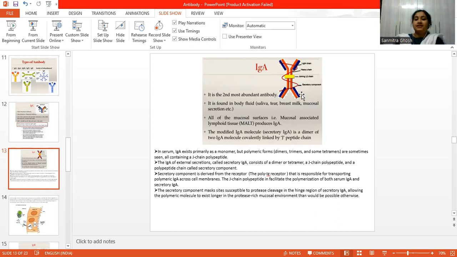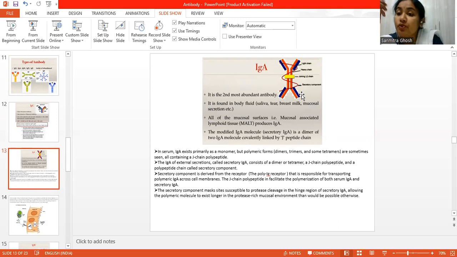Now, this second most abundant form of antibody consists of the alpha heavy chain polypeptide. So again, here the light chain can be either lambda or kappa, but the heavy chain will always be alpha. Okay. Now, this IgA is found mainly in different types of body fluids. What kind of body fluids?